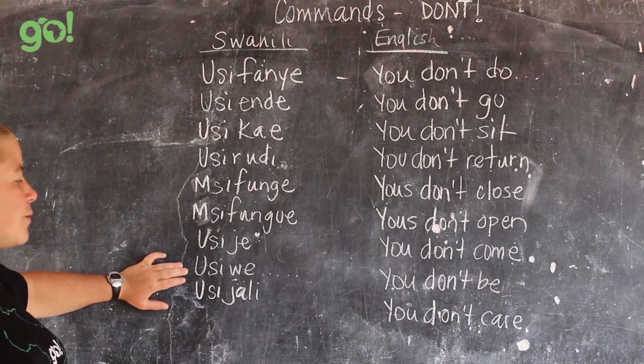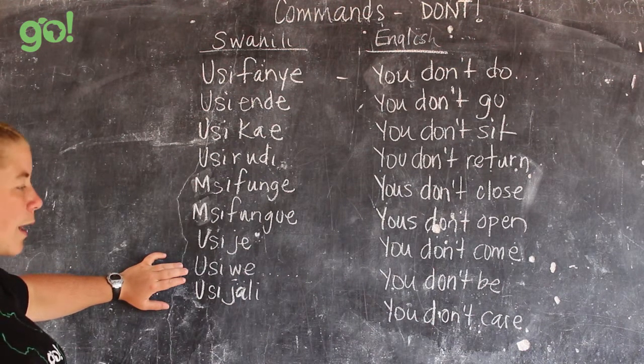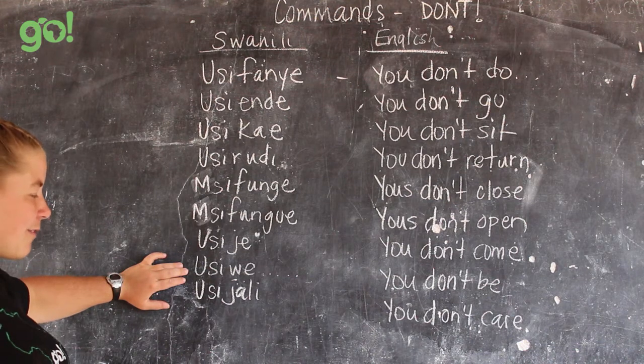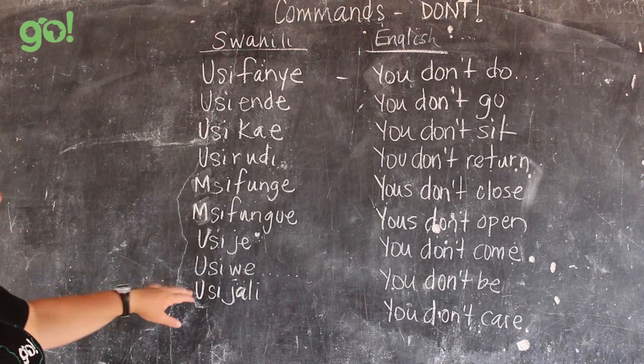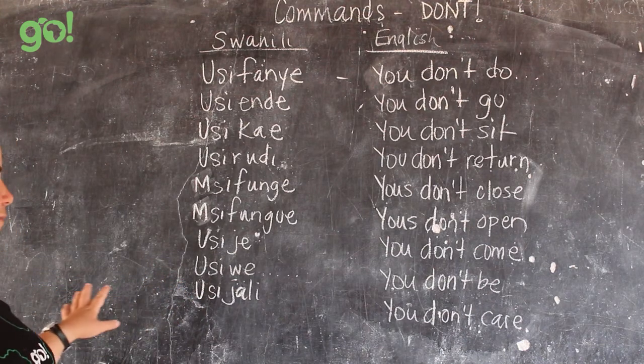Usiwe. It's the verb to be, the verb kuwa. We've taken away the A, we've added an E, and we have usiwe. You don't be.